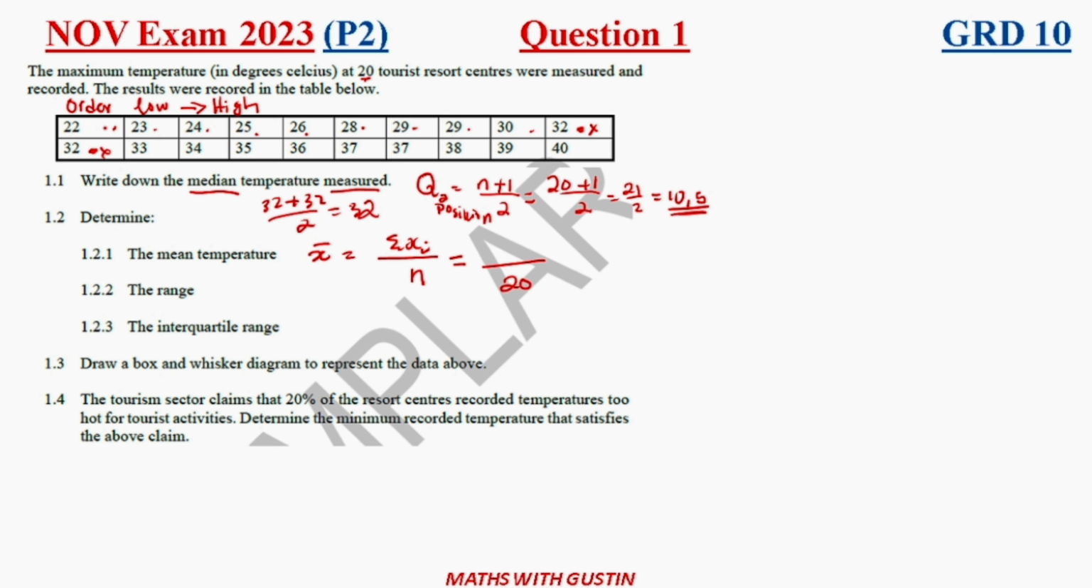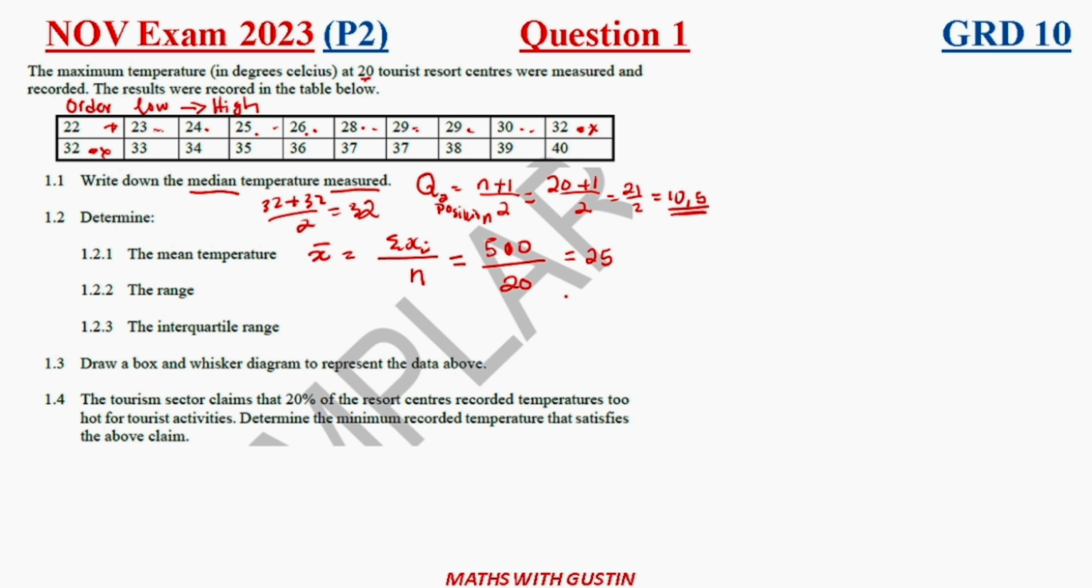Therefore, you must add everything: 22 plus 23 plus 24 plus 25 plus 26 plus 28 plus 29 plus 29 plus 30 plus 32, and so on. You must add all these numbers together, guys. Let me check on my calculator. It is giving me 500 as an answer. So 500 divided by 20 gives us 25.